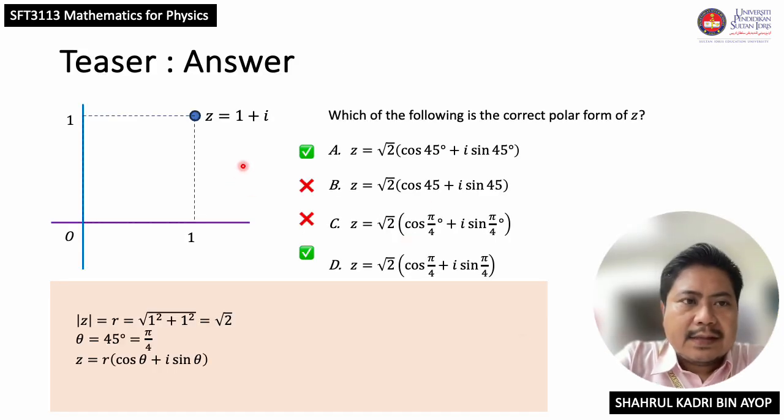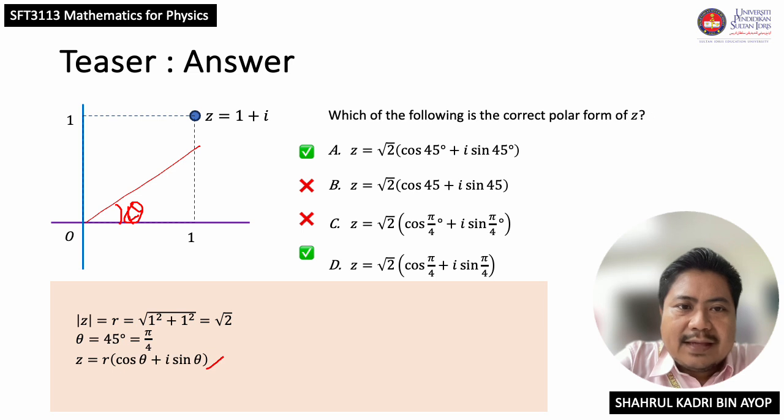So for the teaser, you get z equal to 1 plus i, and this is 45 degrees, or pi over 4 radians. Which of the following is the correct polar form of z? The modulus of the complex number, or the distance from 0 to z, can be calculated from this hypotenuse. The modulus is square root of 2, and the angle is 45 degrees, or pi over 4 radians. So this is the polar form.